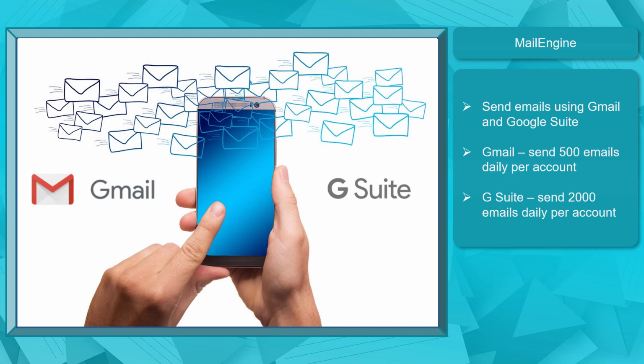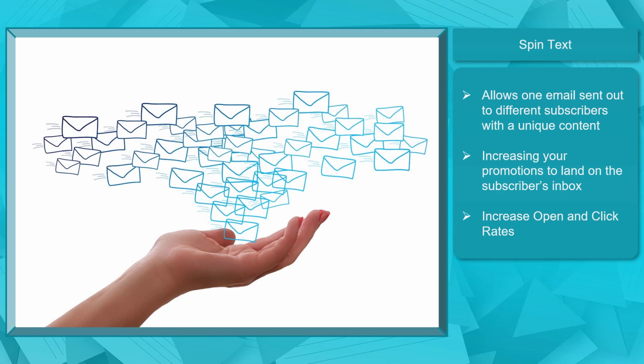You can send 500 emails daily per account on Gmail and send up to 2,000 emails daily per account on G Suite. MailEngine has a feature called Spin Text. What it does is every subscriber will receive a different subject line and content. Every email that is sent out using MailEngine with the spin text feature enabled will have no same headings and body alike. Each email will be unique.